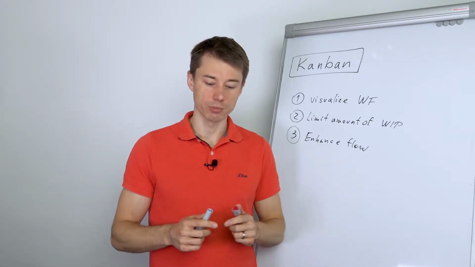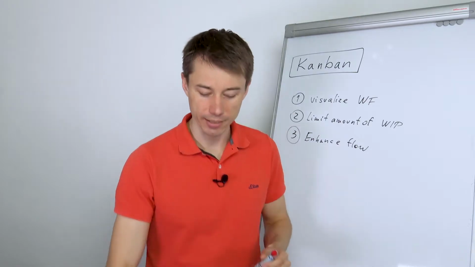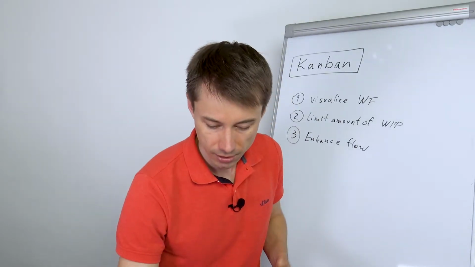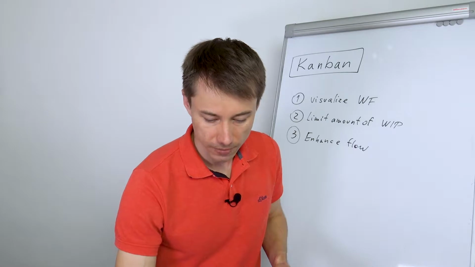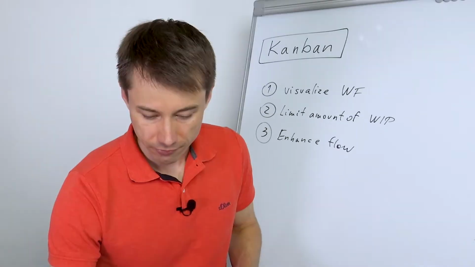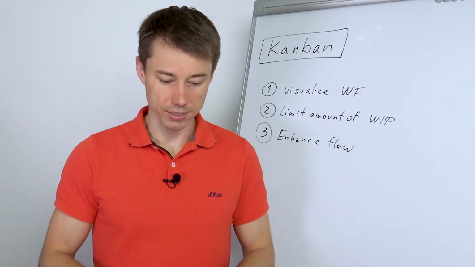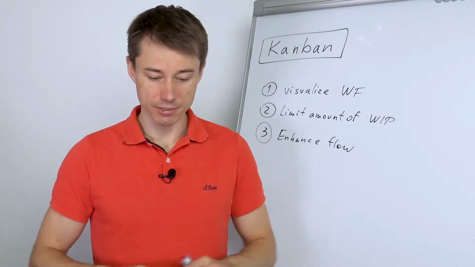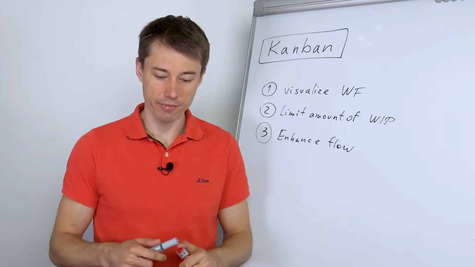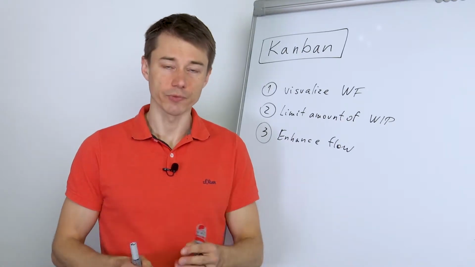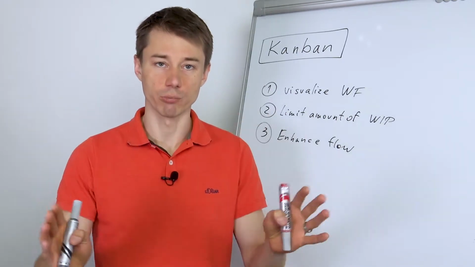I can show you this example with the Kanban board, where you can see three columns. The first one is selected for development, the second one is in progress, and the third one is called done. Okay, so here, this is a very simple Kanban board.